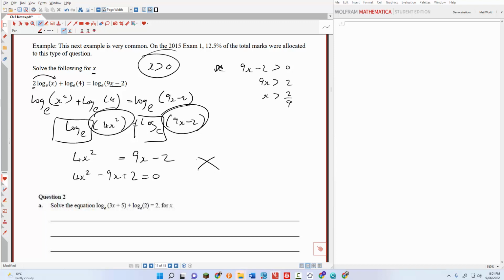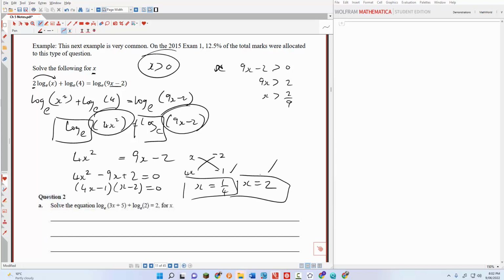Now invariably this will be an easy non-monic solve. Maybe. I think that's 4x and that's going to be x. And they're both going to be negative. Yes, there we go. So we're going to get 4x take 1, x take 2 equals 0, x equals a quarter, and x equals 2. Okay, so we've got two solutions and both of them are greater than 0, therefore both of them are acceptable.